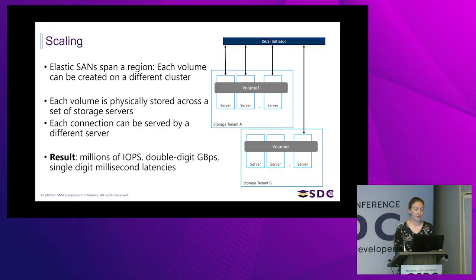Each volume is physically stored across a set of storage servers. So connections are going to hit more than one FE. That's always true. But we also increased our scale out at the partition layer that was mentioned before. Usually and historically, objects are hosted by a particular partition. In our case, we found ways to spread it across more than one. And as I mentioned before, each connection is going to hit a different FE. So as a result, on a SAN, you can get millions of IOPS, double-digit gigabytes per second, and single-digit millisecond latencies.